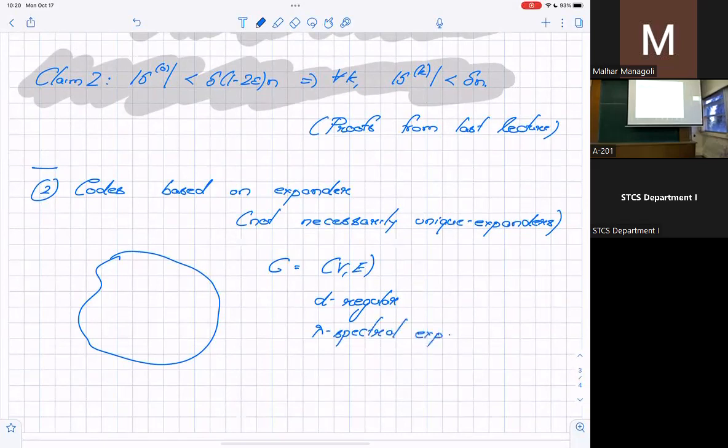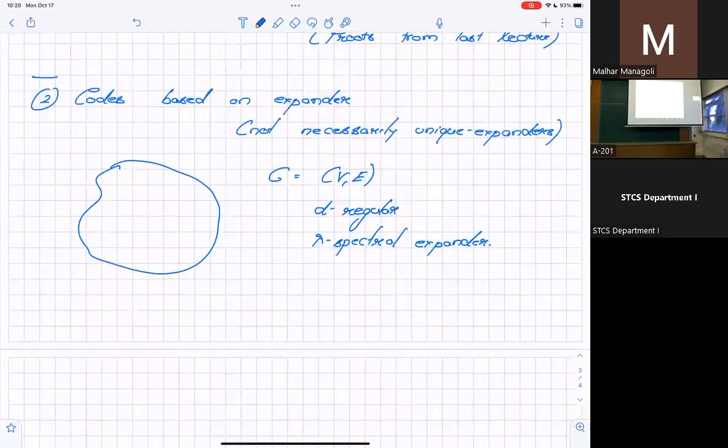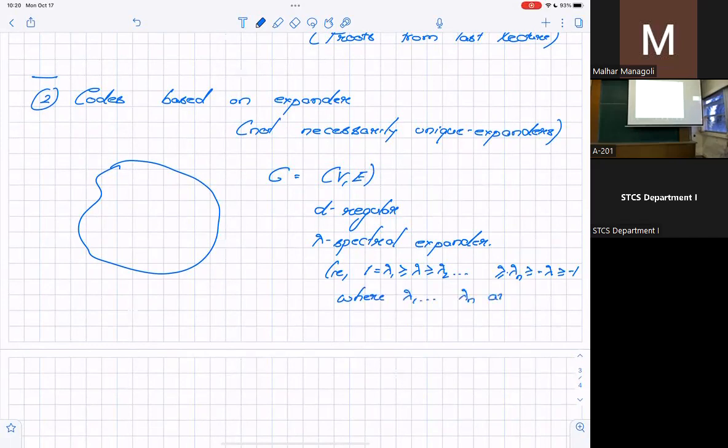What did I mean by this? It means that 1 is equal to lambda 1, which is larger than or equal to lambda 2, and so on, all the way up to lambda n, and that lambda 2 is smaller than lambda, and lambda n is larger than minus lambda. Lambda 1, lambda 2, through lambda n are the eigenvalues.